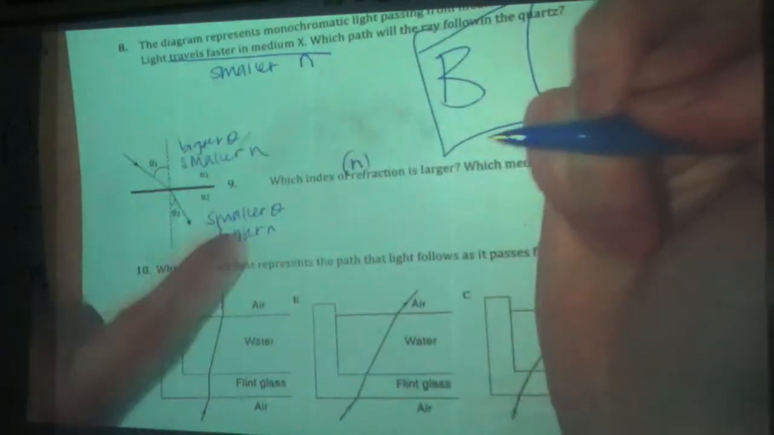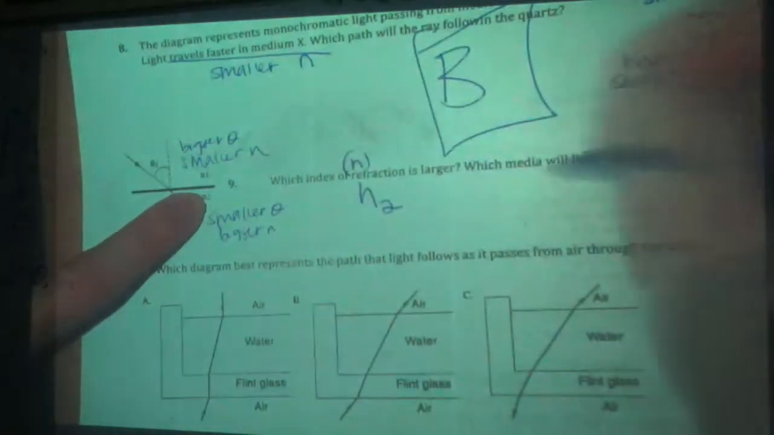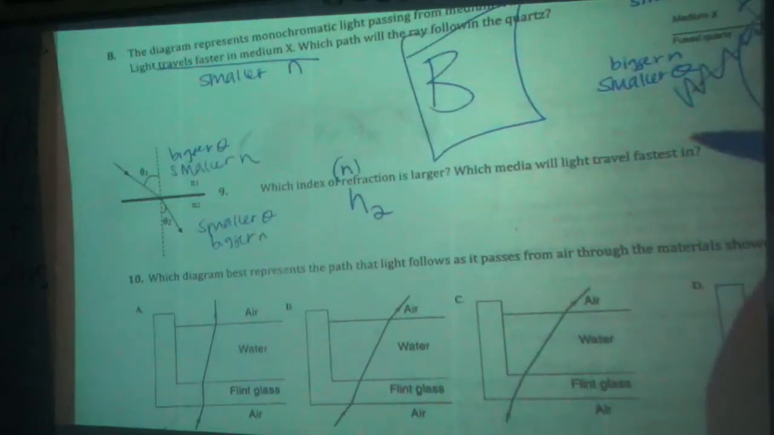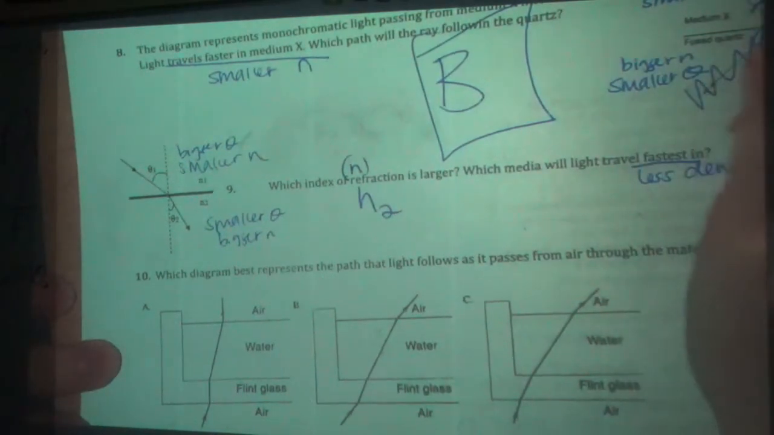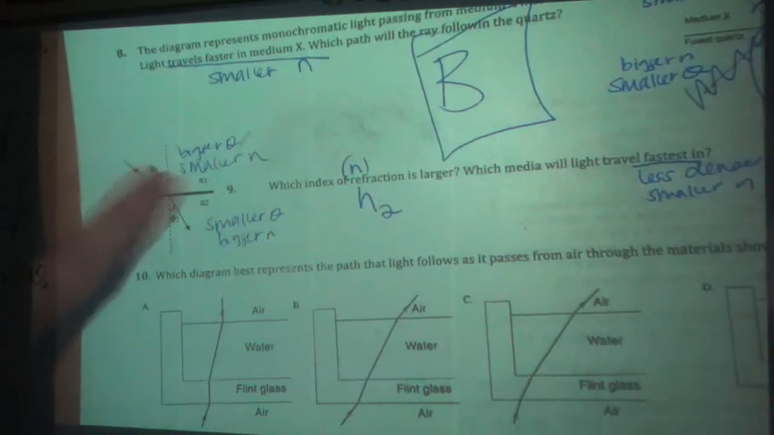So which index of refraction is larger? Well, index of refraction is talking about n, so which one has a bigger n? Well, n2. Which medium will light travel fastest in? Well, it's fastest in the least dense, so the smaller n. So we're going to go smaller n, oh, that's n1.